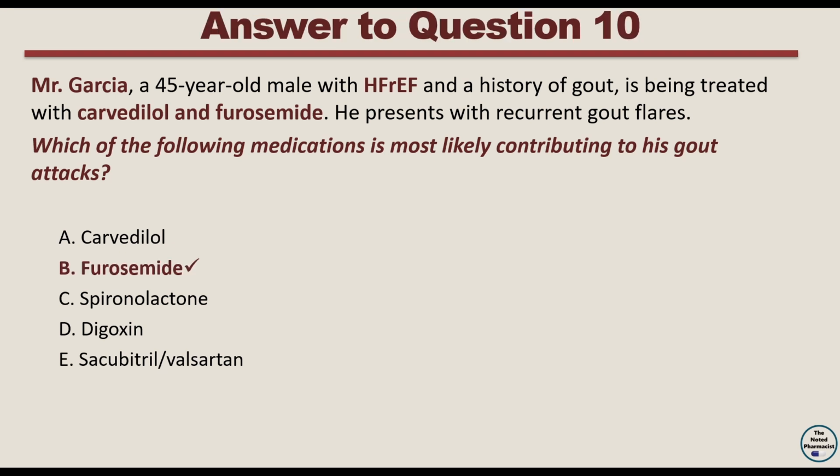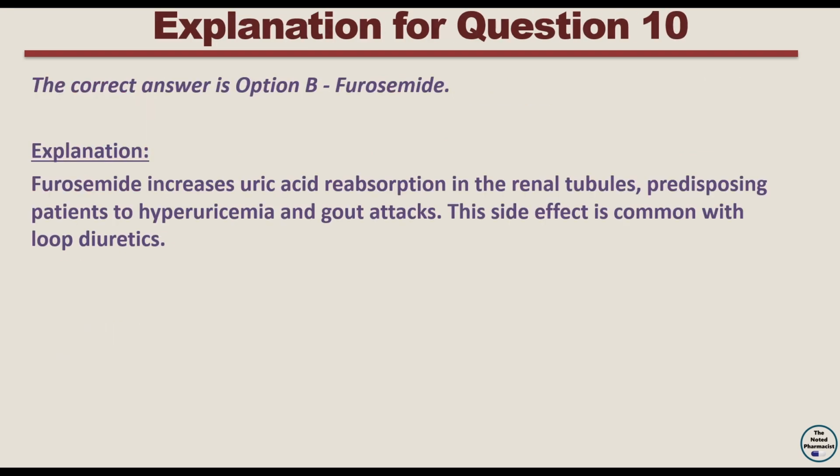The correct answer is option B, furosemide. The explanation is as follows. Furosemide increases uric acid reabsorption in the renal tubules, predisposing patients to hyperuricemia and gout attacks. This side effect is common with loop diuretics.